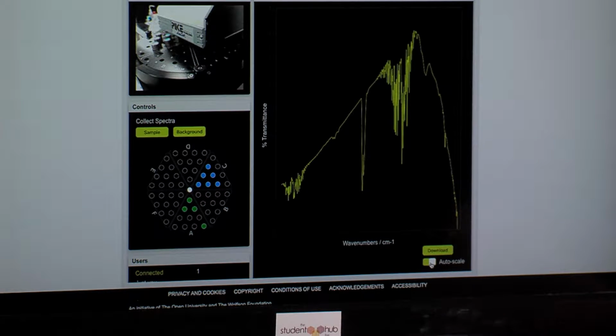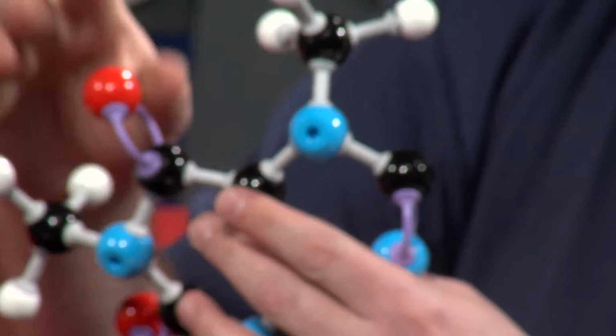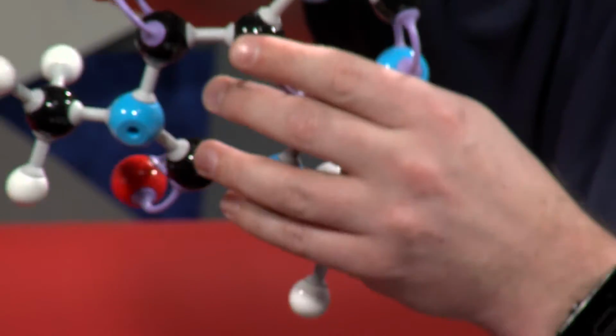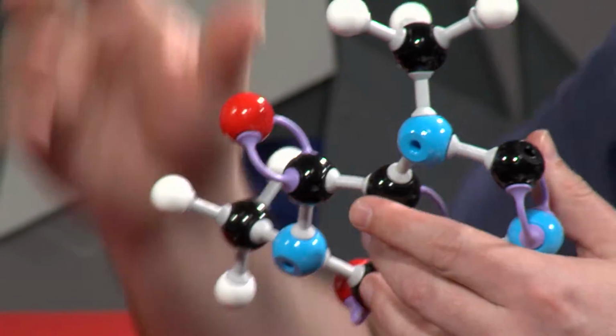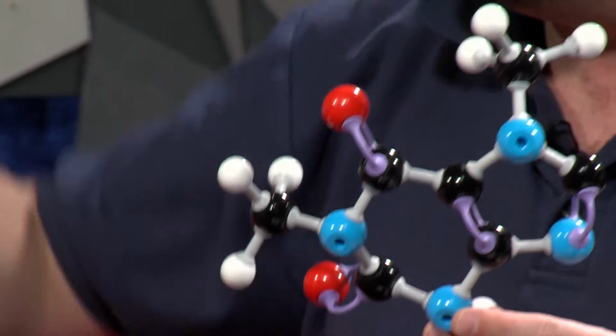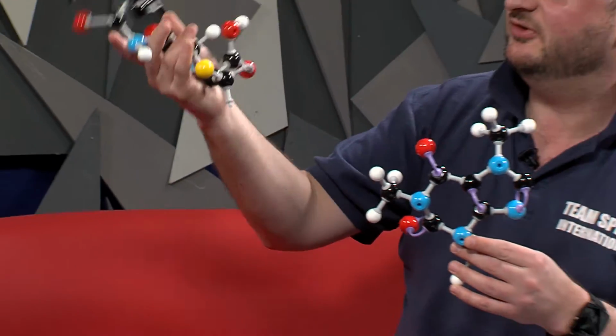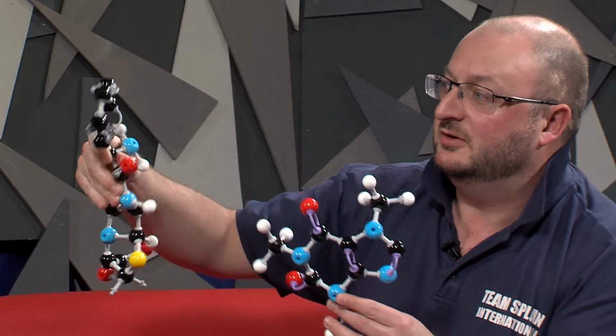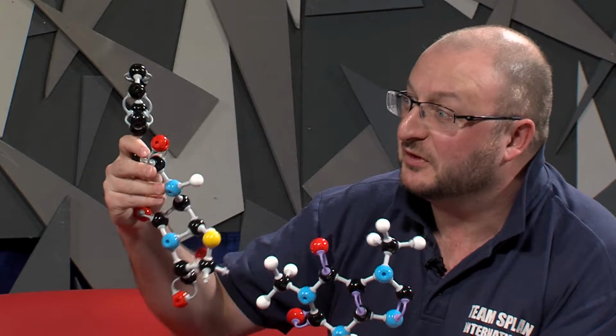So each of these bonds, if you imagine a chemical molecule, will absorb differently depending on how it moves within its structure. So different compounds. I've got caffeine and this is ampicillin, which, as you can see, is a bit more flexible, will absorb very, very differently.